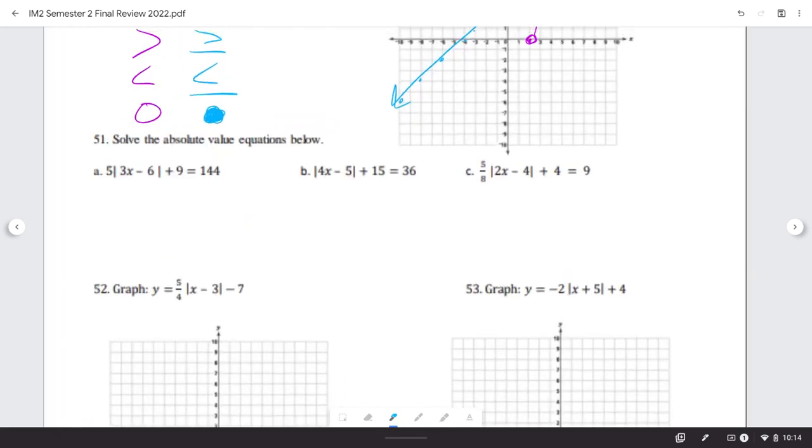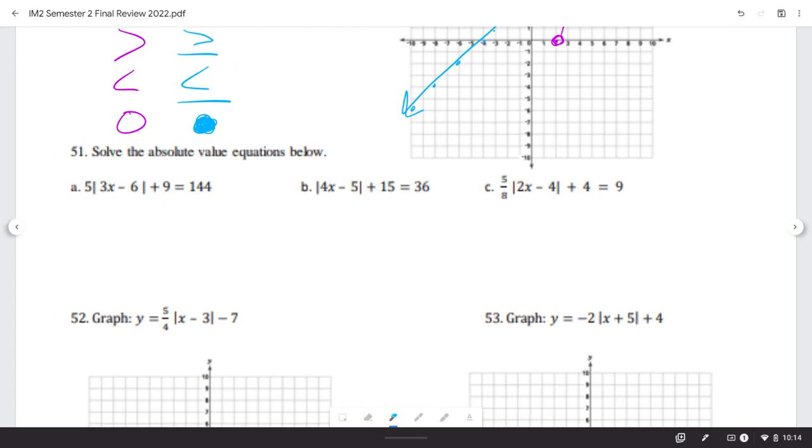All right, so this one we're solving absolute values. You're going to get 2 answers for these. Now, the first thing we want to do is get the absolute value by itself. So we're going from the outside in. We're going to subtract 9 first. You want to get rid of this 9 first, and then we're going to divide by 5.